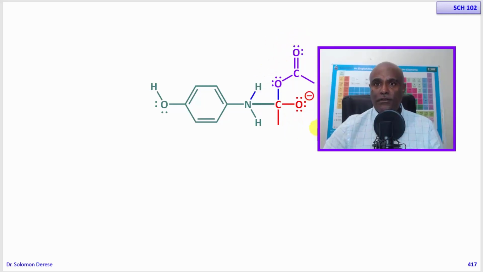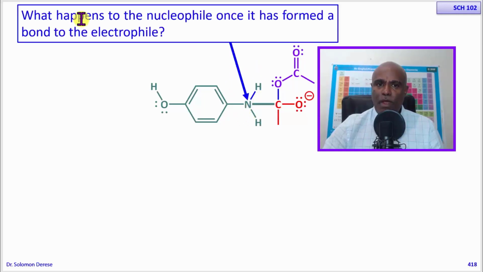So what we saw up to now is what happens to the electrophile so as to not break its octet of electrons. We have not yet considered what happens to the nucleophile. What happens to the nucleophile when it forms a bond with an electrophile? This is what we are going to see next. Let's just look at this nitrogen. I want you to tell me if you see a violation.